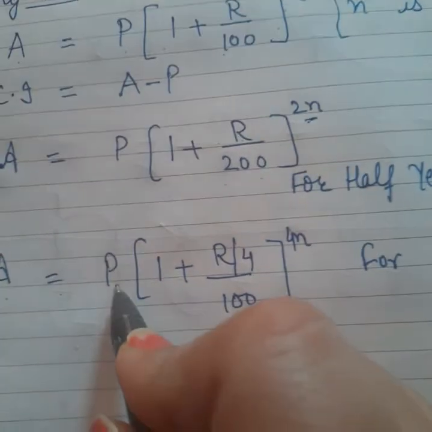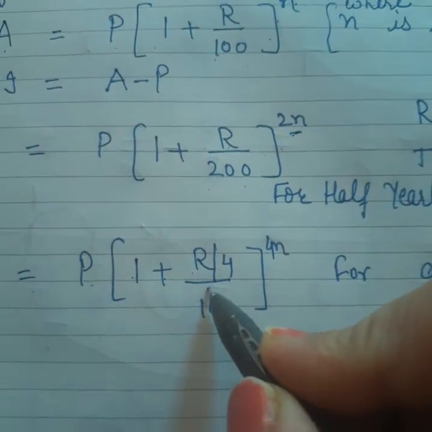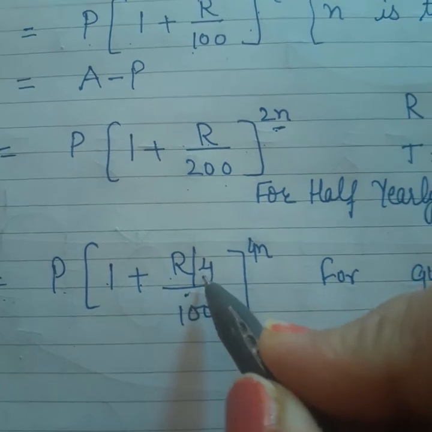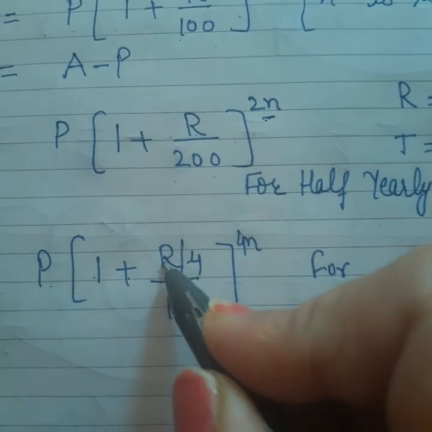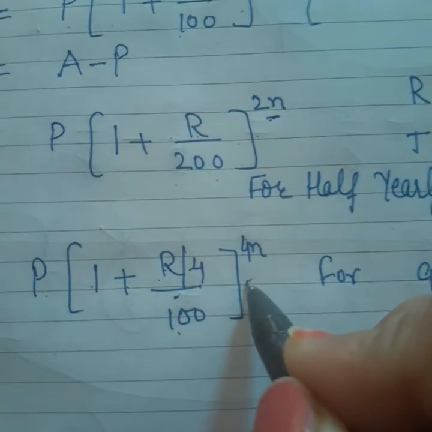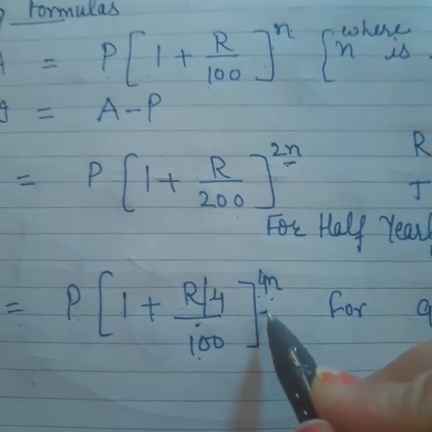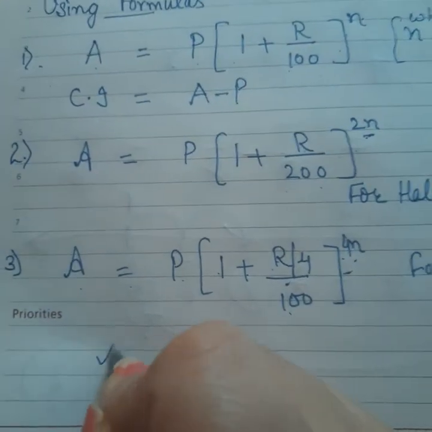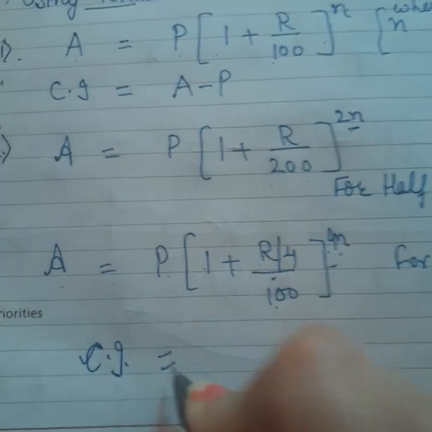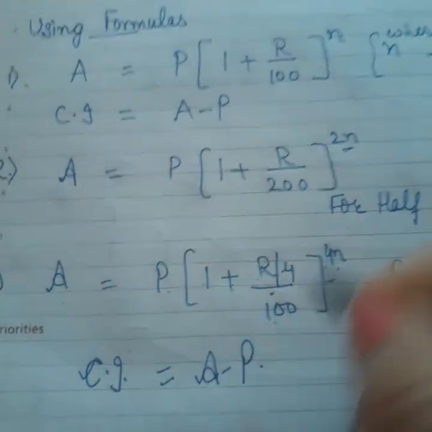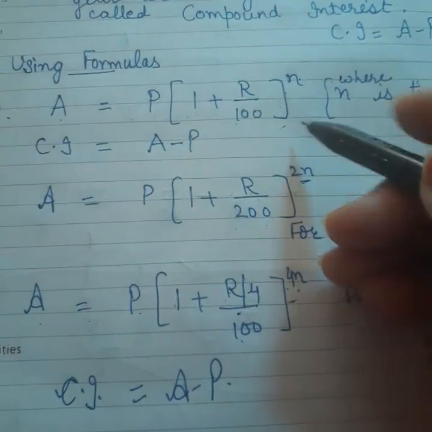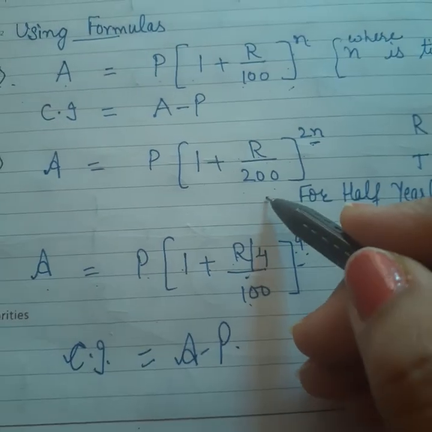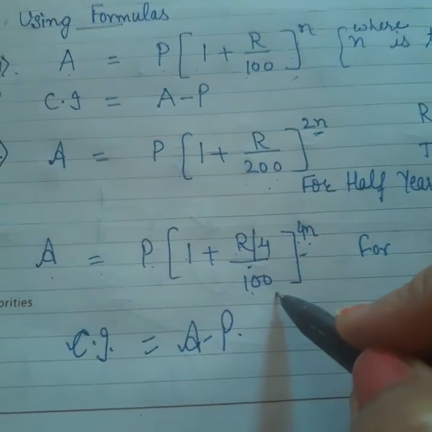For quarterly, we apply the formula amount is equal to principal (1 plus r by 4 by 100), quarterly means 4, तो फोर्थ 1/4 हो गया, तो सो यहाँ पे रेट जो है वो 1/4 लेंगे, r by 4 by 100, और जो टाइम is 4n. And again for the compound interest, we apply the same formula amount minus principal. So for finding the amount, we apply these three formulas. This is for when time is yearly, this is for half yearly, and the third one is for quarterly, right?